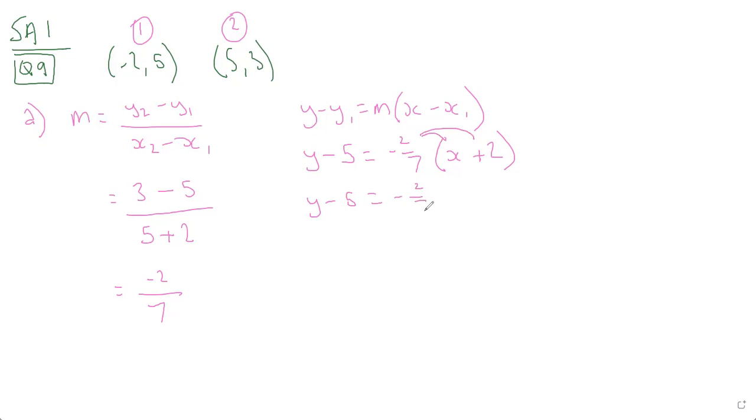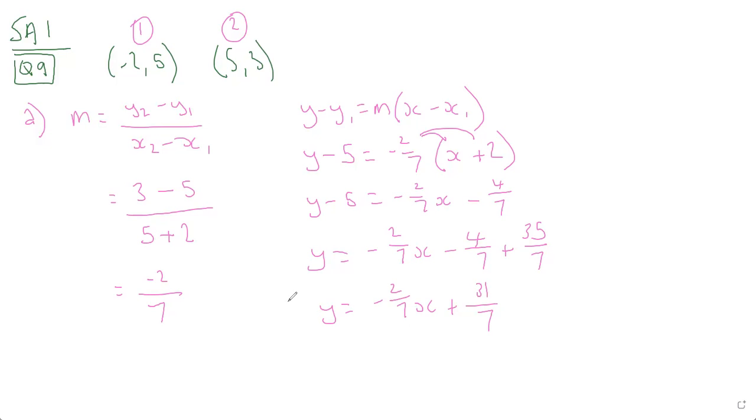So negative 2/7 x minus 4/7. Right, so a negative times a positive is a negative. Then I'm going to bring across my 5, negative 2/7 x minus 4/7. Now I'm going to add 5, but I'm going to turn it into a 7th, because I need to combine these things. So 5 is 35 over 7. So then y equals negative 2/7 x plus 31 over 7.